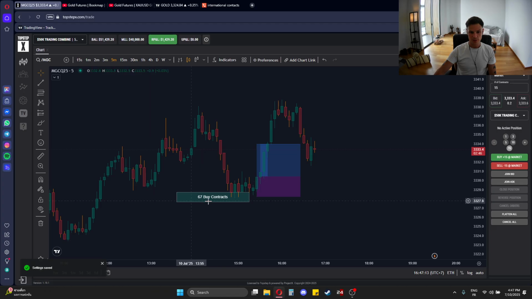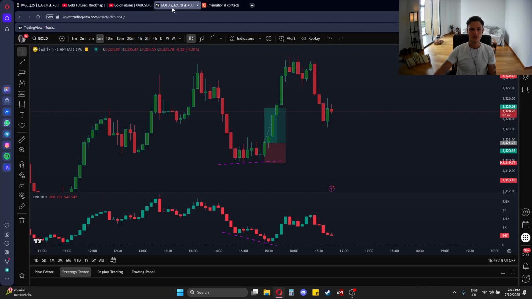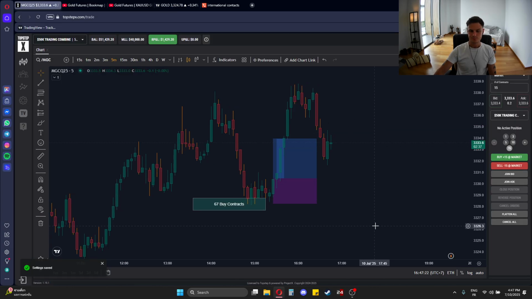The first part here, because you can't see the indicator right now, I don't have it here, I have it on TradingView right here. I'll get back to it in a minute. This is the profit I made here on my Top Step Combine.